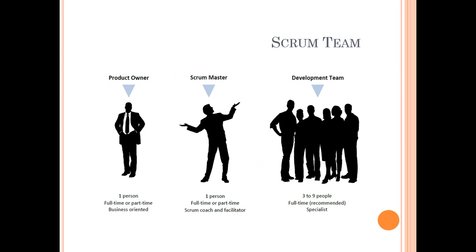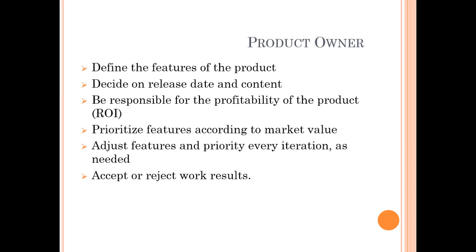Here is a Scrum team, product owner, Scrum Master, and development team, what we have discussed. Product owner defines the features of the product, decides on release dates and contents. That is, product owner's job is to define how many sprints are to be accommodated within a given release date. What kind of requirements he is trying to push for the current release, and so he can go ahead and prioritize them into the product backlog.